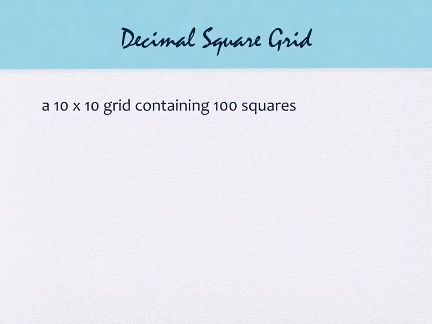This actually is talking about a decimal square grid. So this is what a decimal square grid looks like. It's a 10 by 10. I'll pass these around to you guys, so you can see a little bit closer up. This decimal square grid is 10 units long and 10 units wide. Everybody good with that?